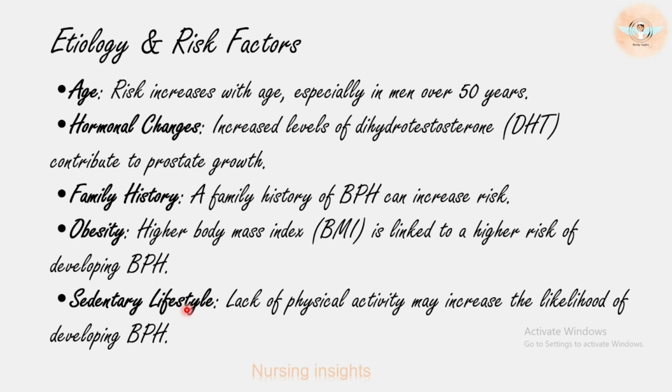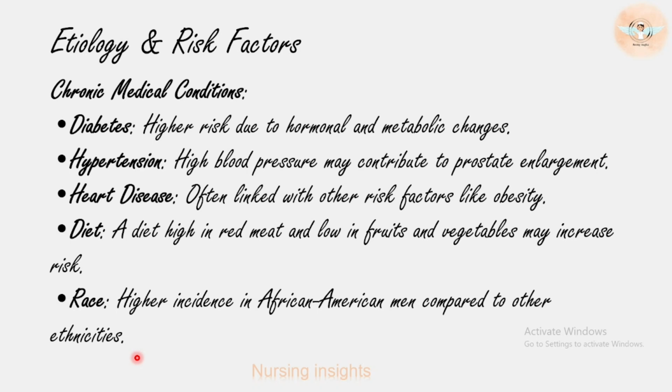Obesity and a sedentary lifestyle all lead to hormonal imbalance, which leads to the development of BPH. Next are chronic medical conditions like diabetes, hypertension, and heart diseases. These all lead to hormone imbalance, and thereby they get BPH. And diet: a diet rich in red meat and low in fruits and vegetables may increase the risk. Race is also one of the risk factors, with higher incidence in African American men compared to other ethnicities. So this is about etiology and risk factors.